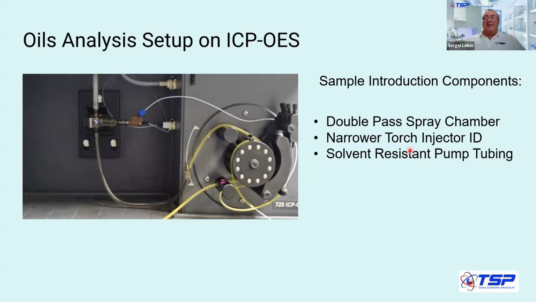One of the things that is definitely specific about running oils, you need a double pass spray chamber, not a single pass that you may use for your aqueous samples. And it could be either cyclonic, like shown in the picture here, or a Scott.